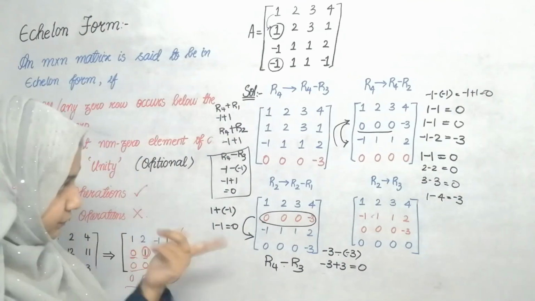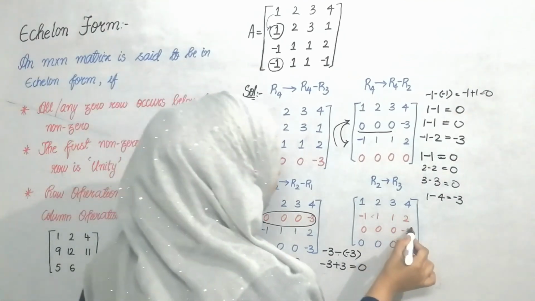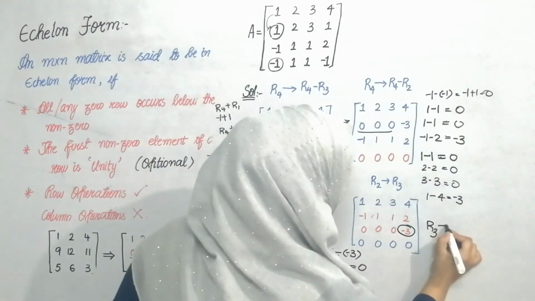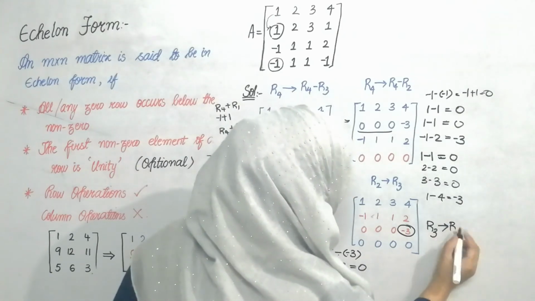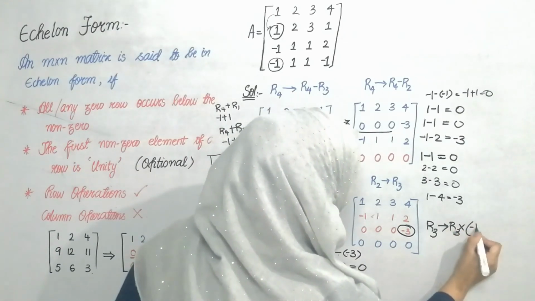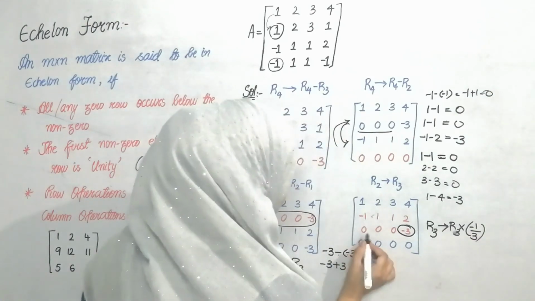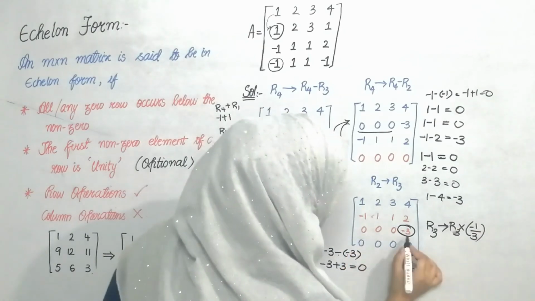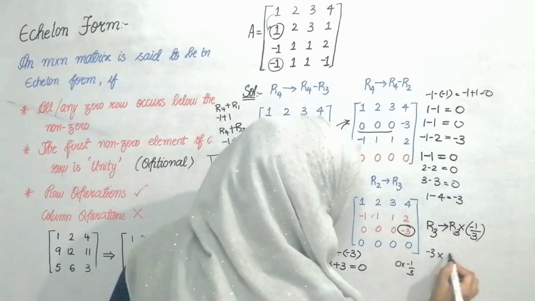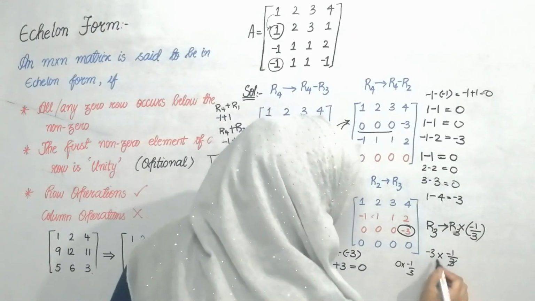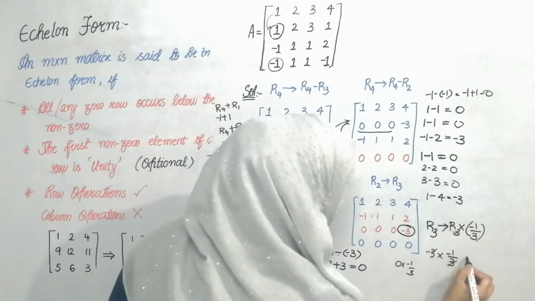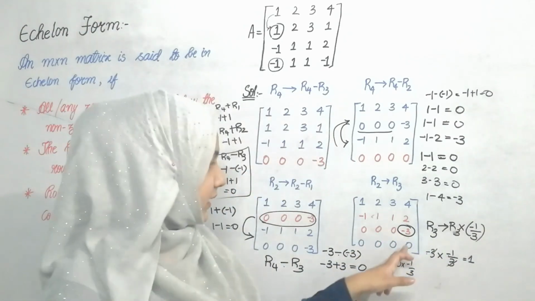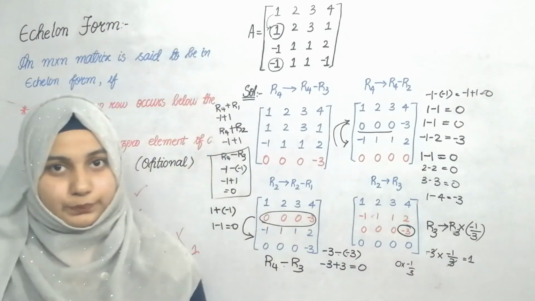Done? Clear? Next. Suppose you want to make this element 1, what can you do? Row 3 is multiplied by minus 1 by 3. The first three elements are 0, because 0 into anything is 0. But for this element, minus 3 into minus 1 by 3: the 3 cancels, and minus into minus is plus, so this will now be plus 1. It's your wish if you want to make this 1 or keep it as minus 3. It's up to you. Clear?